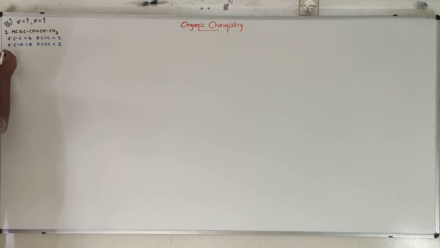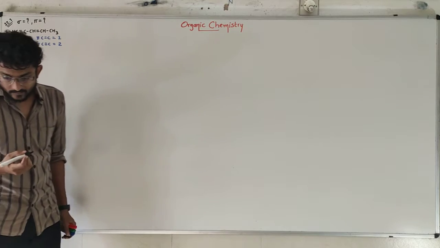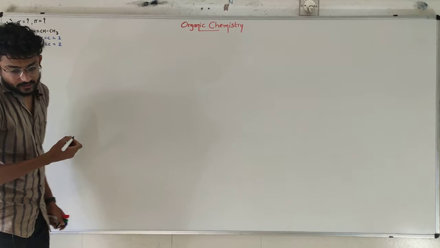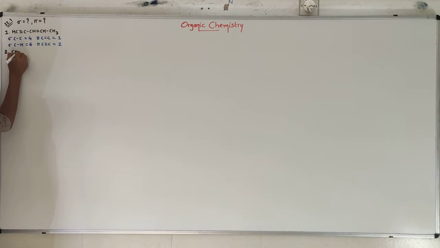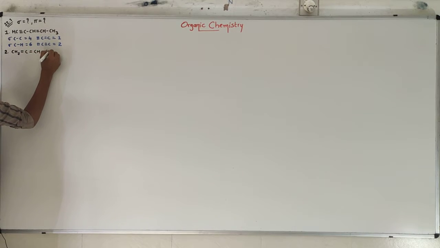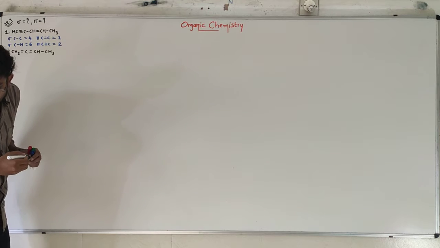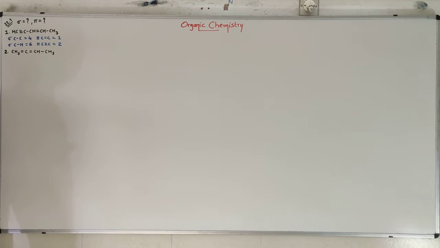Our next structure is CH2 double bond C double bond CH single bond CH3. Okay, that's all. Now likewise, carbon-carbon sigma bonds: 1, 2 and 3. Carbon-hydrogen sigma bonds: 1, 2, 3, 4, 5, 6. Now the carbon double bonds give a total of 2 pi bonds, 1 and 2. No triple bonds are available.